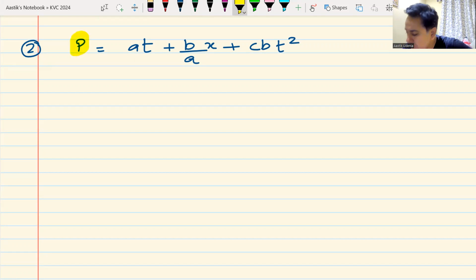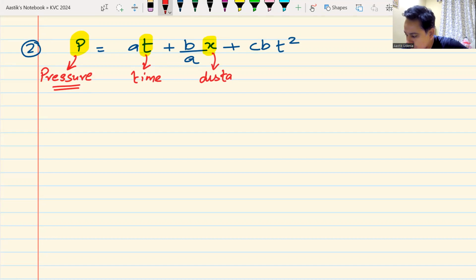What is P? Your guess. What does P stand for? P stands for pressure. So I have given you one quantity. T stands for time. X stands for distance. So P standing for pressure, T standing for time, and X standing for the distance.